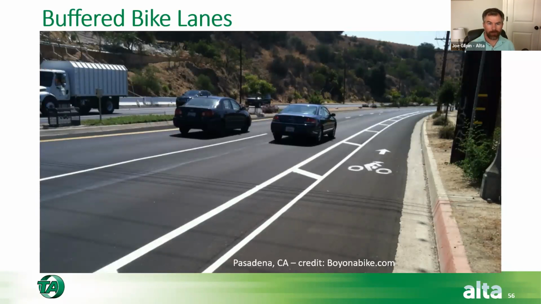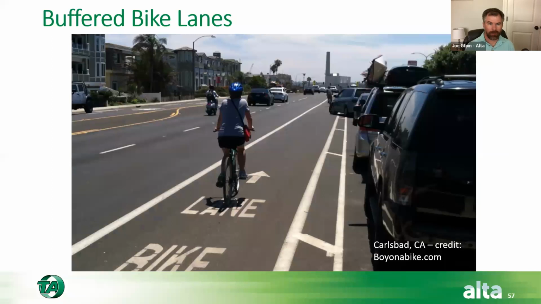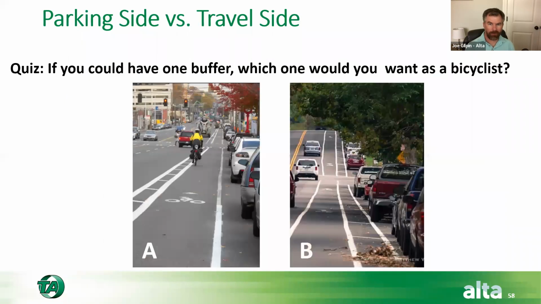So here's a few examples of buffered bike lanes, buffered class 2s out in the real world in California. So here's a travel lane side buffer. Here is a parking lane side buffer. And I'm curious, through a show of hands here, if you could do one or the other, if you could spend your buffer on either the travel lane side or the parking lane side, which would you prefer as a bicyclist? So raise your hand if you would do the travel lane buffer, and keep your hand down if you would prefer the parking side buffer. I'll try to do a little census here.